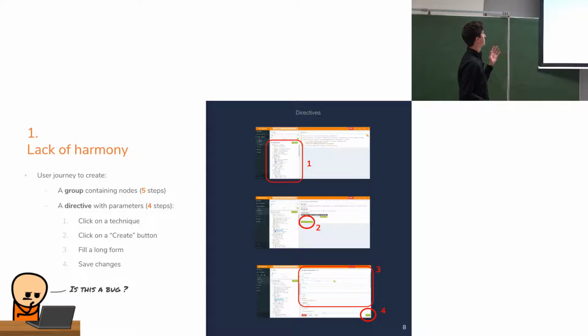So now, only 4 steps to create a directive. He has to click on a technique, click on the create button, fill a long form and save his change. 4 steps, that's better than 5. But the fact that the user journey to create a directive is different from the one to create a group makes him waste time, so it wasn't faster for him.